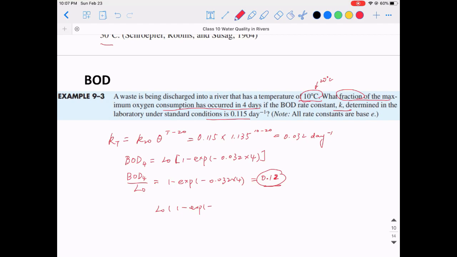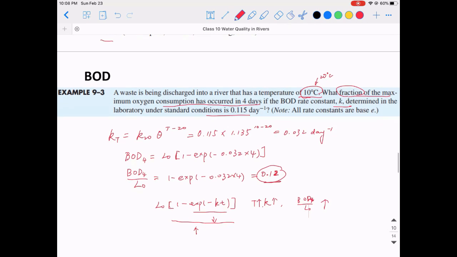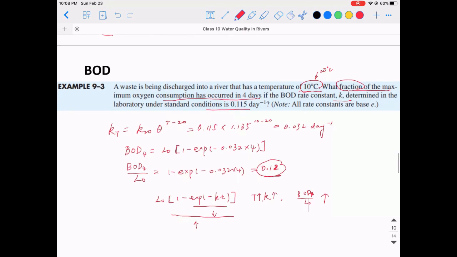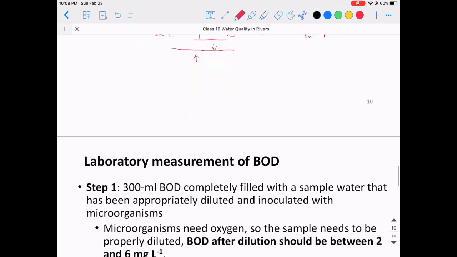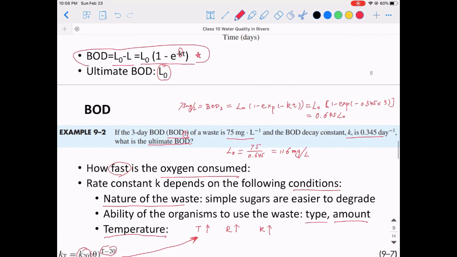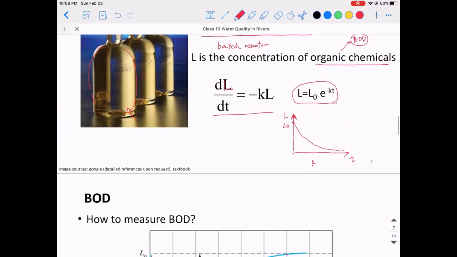So you can find out that in this equation, okay, if K increases, basically if the temperature increases, K will increase. So this term is going to decrease, right? And this whole term is going to increase. Okay, which means that the BOD4 divided by L0 is going to increase. So you can clearly see this temperature dependence of the BOD, okay?